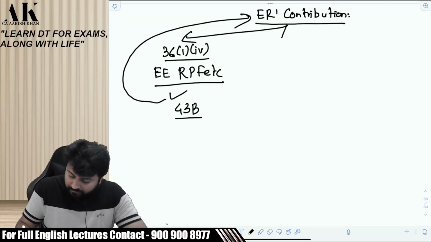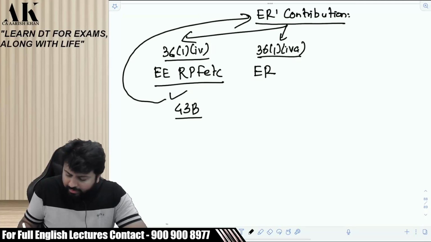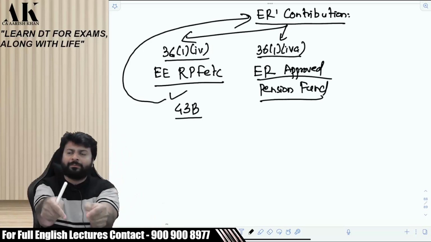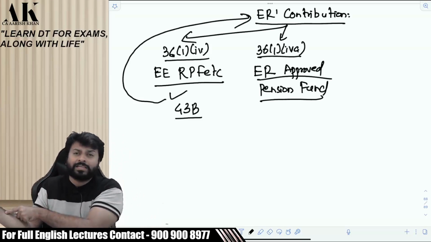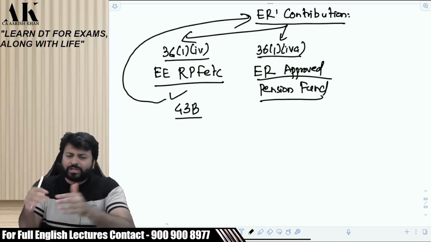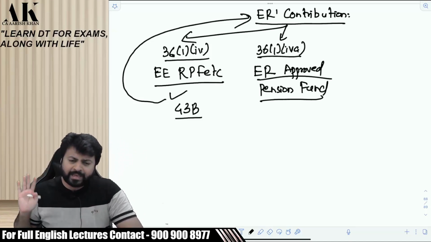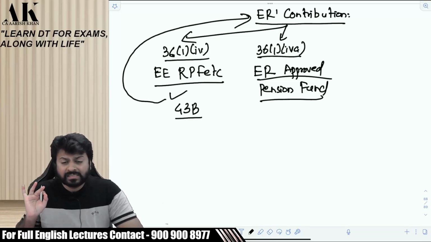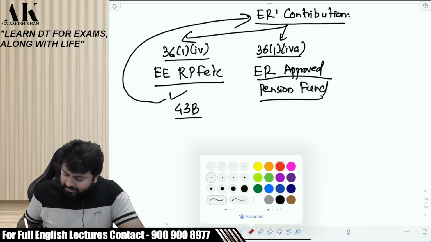Second, 36(1)(iv)(a). If an employer contributes to an approved pension fund of the employee. What? Approved pension fund. I am employer, you are my employee. There is a pension fund which is approved by government and I am contributing some amount in that so that when you retire, you should get some pension. I am taking care of you for your retirement. Okay? So who will get deduction? Employer. Employer is only doing PGBP, na? Employer will get deduction. But there is one condition over here.